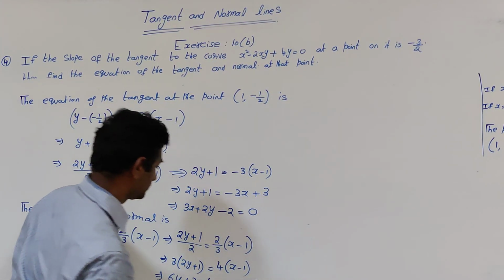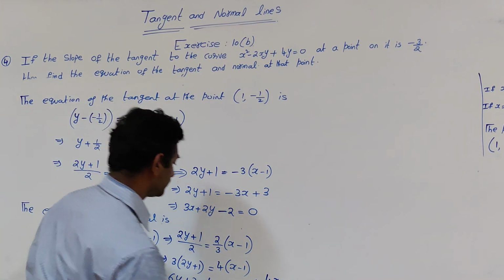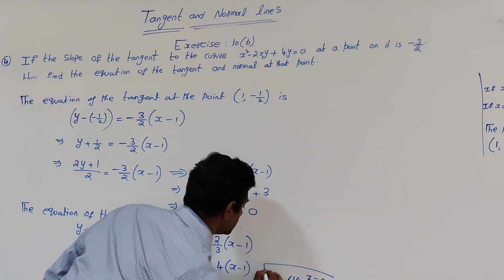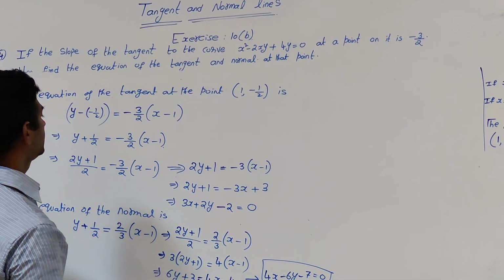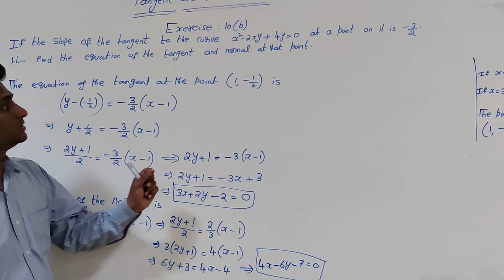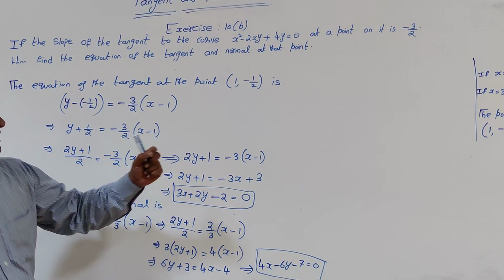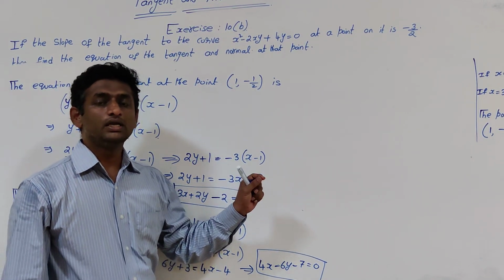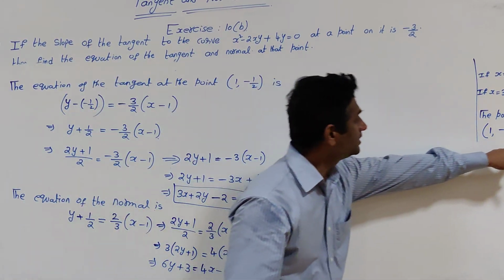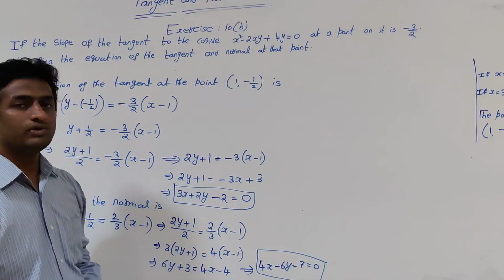So that gives what? 4x - 6y - 7 = 0. So this is the equation of the normal line, and this is the equation of the tangent line at the point (1, -1/2). You can try to find the equation of the tangent and normal at the point (3, 9/2). It is a task for you, students, and we'll go to the next question.